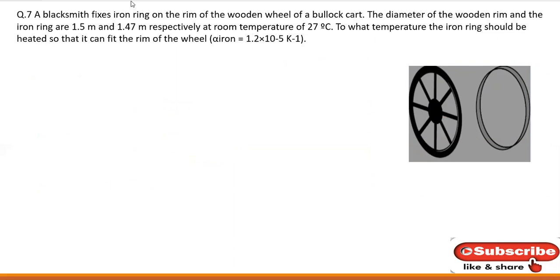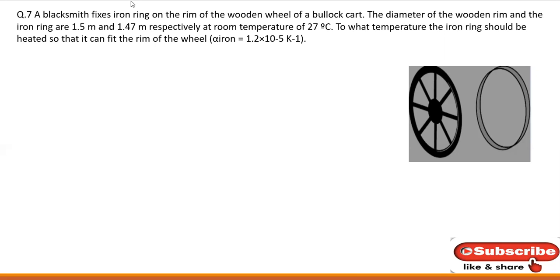A blacksmith fixes an iron ring on the rim of a wooden wheel of a bullock cart. The diameters of the wooden rim and the iron ring are 1.5 meter and 1.47 meter respectively at room temperature of 27 degrees. To what temperature should the iron ring be heated so that it can fit the rim of the wheel? So this is a wheel. A blacksmith wants to fit this iron ring on the wheel. To fix it properly, the diameter of the iron ring should be the same as that of the wheel. Then it will fit properly.